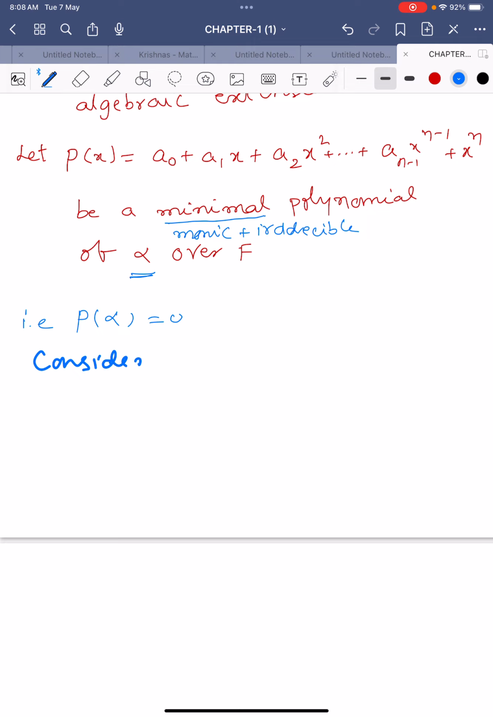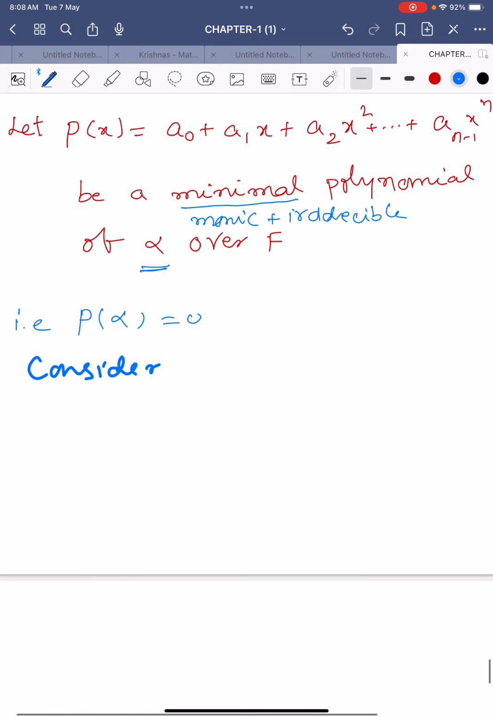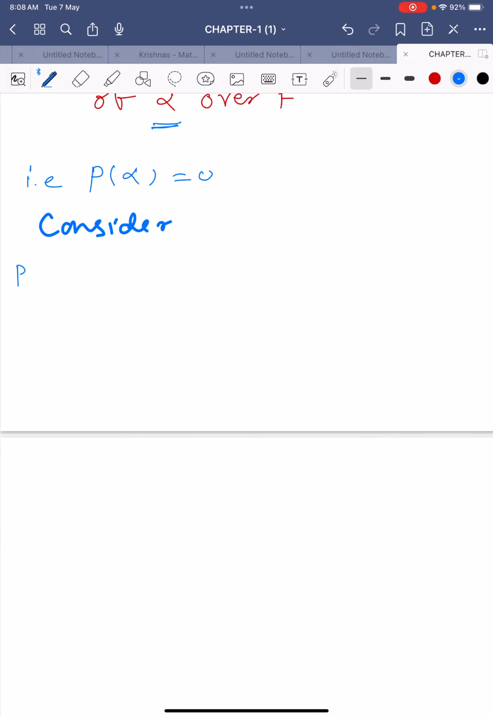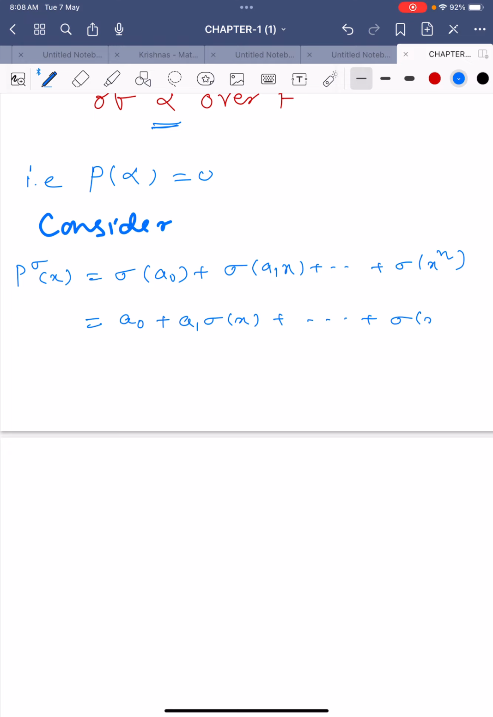Now consider P^sigma(x) = sigma(a0) + sigma(a1)x + ... + x^n. Since sigma is an embedding, sigma is a homomorphism, so you can write it like this: sigma(a0) + sigma(a1) sigma(x) + ... + sigma(x)^n. This condition shows us P^sigma(x) belongs to the ring of polynomials L[x], because sigma maps from F into L.